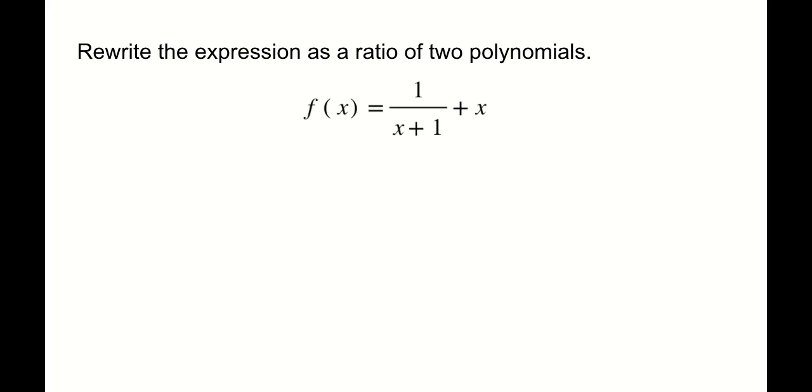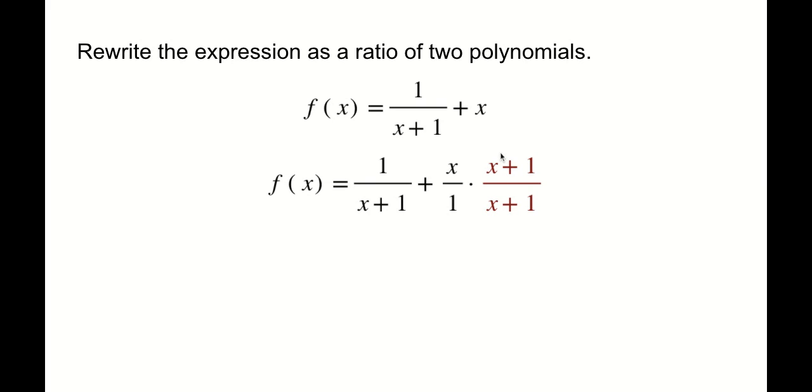Okay, the last thing we're going to do is look at functions that don't look like rational functions, but actually are. I want to rewrite this so it looks like the ratio of two polynomials. To do that, we get common denominators. So this is 1 over x plus 1. I need common denominators, so I put this x over 1 just to make it line up.